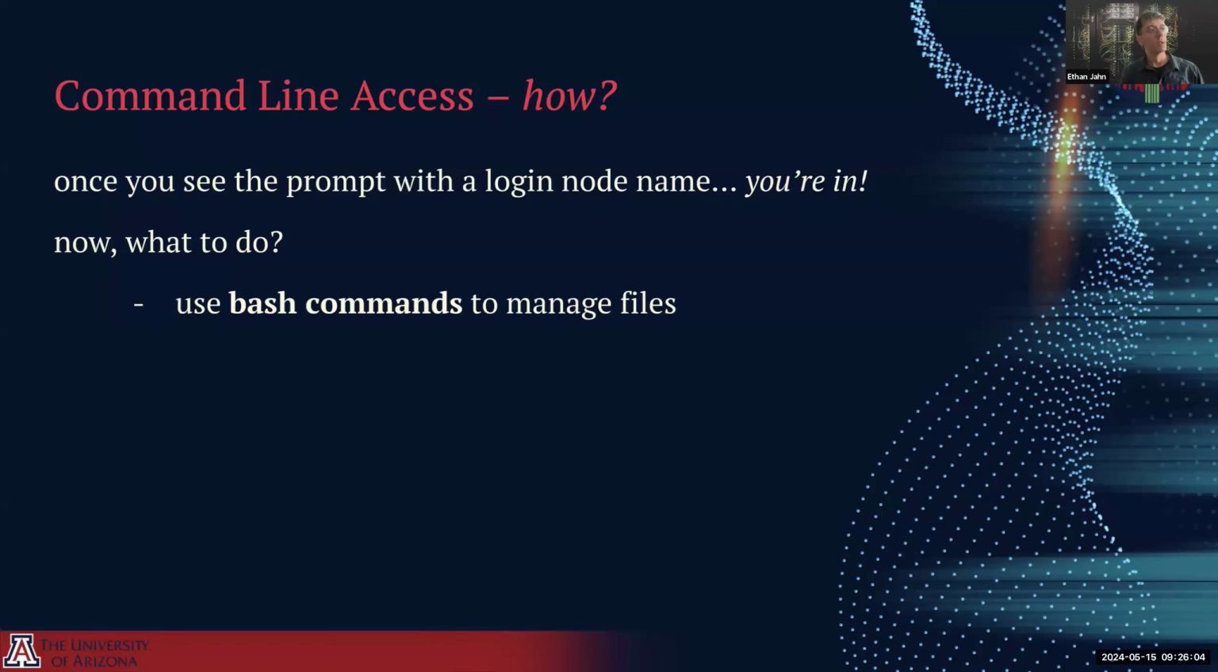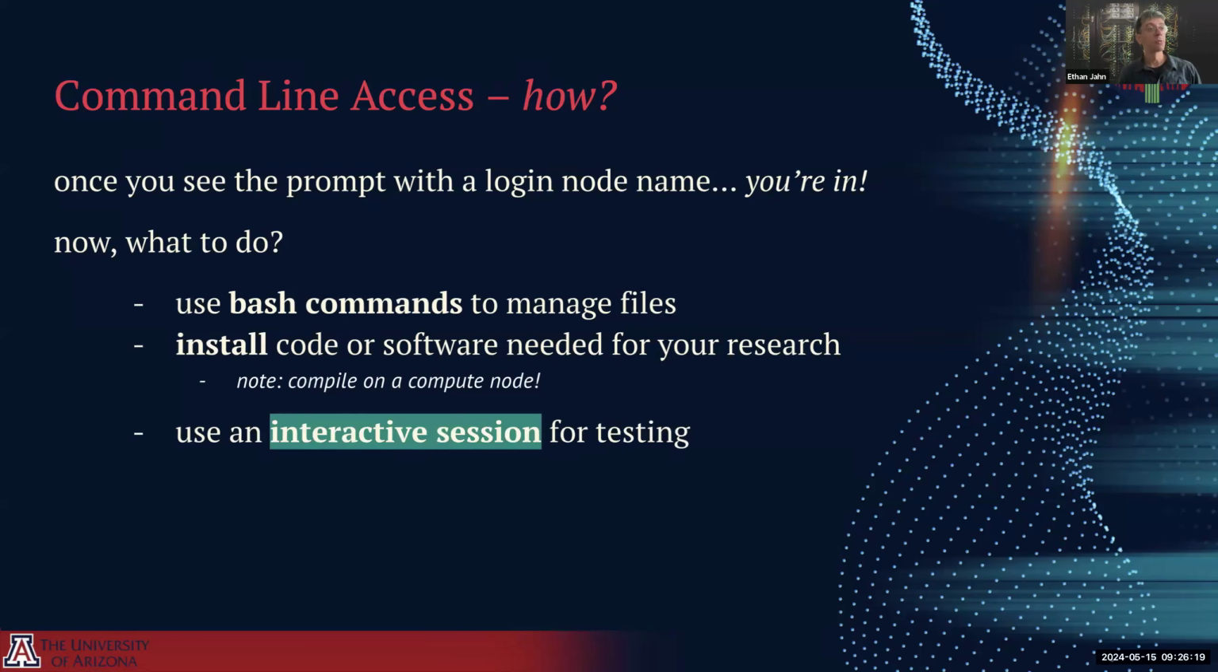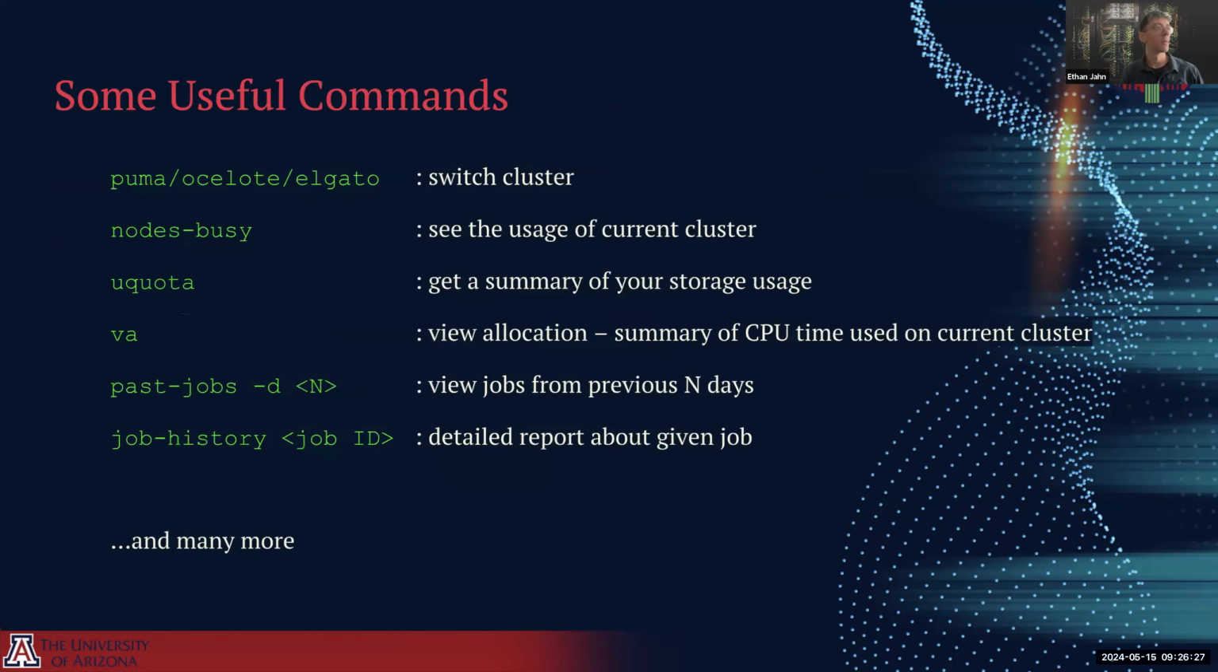What can you do? You can use bash commands to manage files. You can install code or software you need for your research. If you need to compile things, make sure to do that on a compute node, not on the login node, because that can stress the system. You can use an interactive session for testing, which we'll talk about later on. And you can submit a batch job. These are different ways of running your code on the HPC.